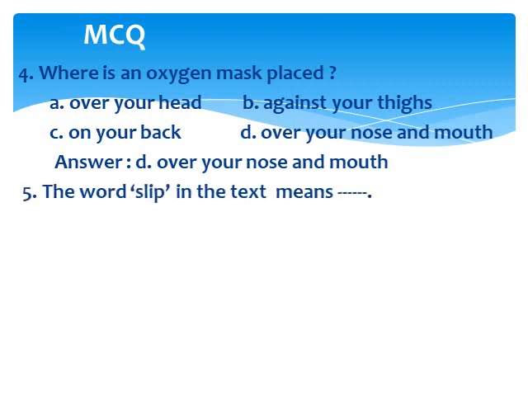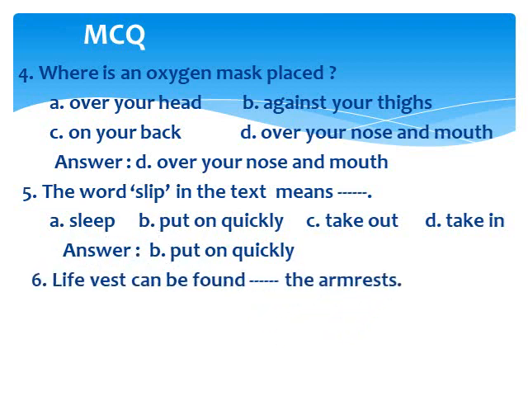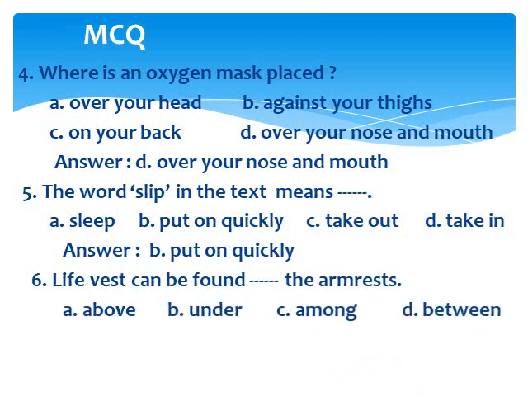Next, the word slip in the text means, in the text slip means what? Slip, put on quickly, take out, or take in. Here slip means to put on quickly. Yes, answer B, quickly. Number 6, life vest can be found dash the armrest. Where? Above the armrest, under the armrest, among the armrest, or between the armrest. The answer will be between the armrest.